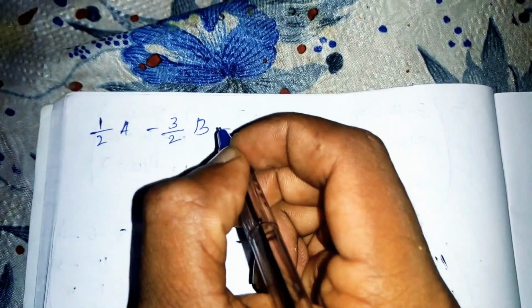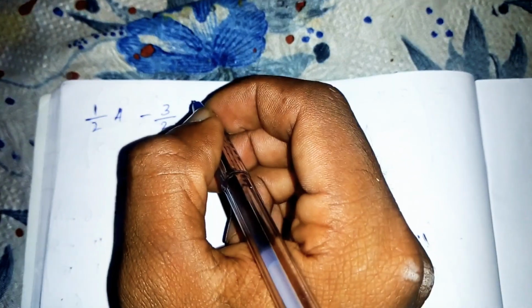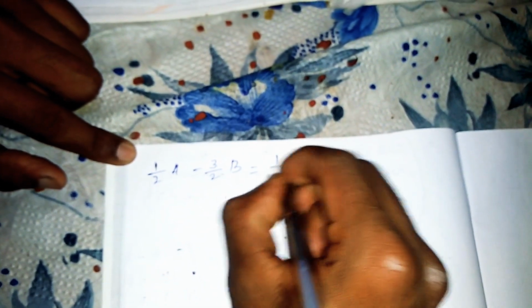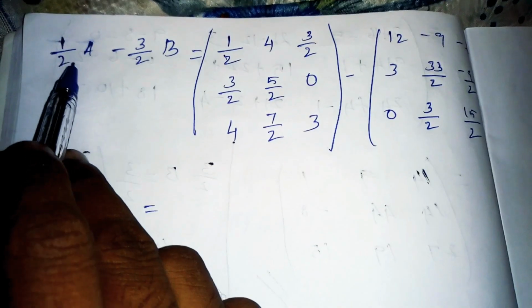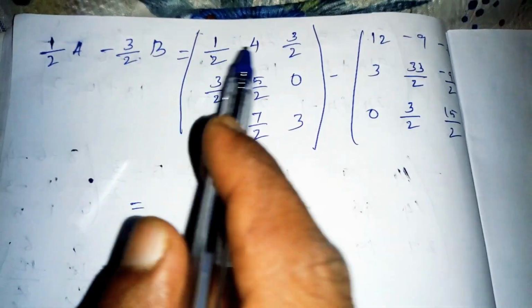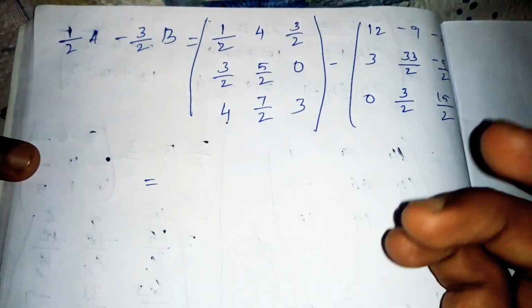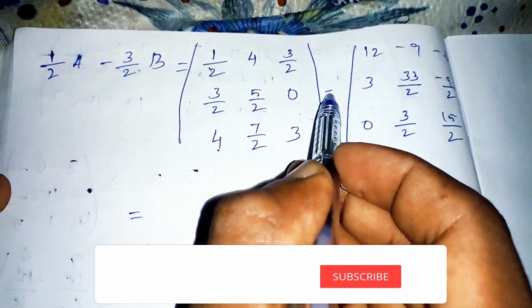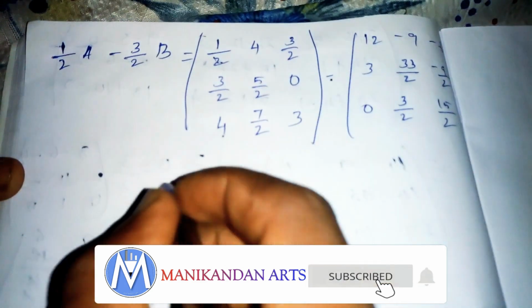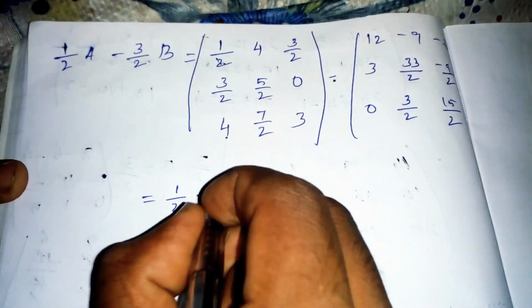Again, find the answers. 1 divided by 2 into A minus 3 divided by 2 into B equal to 1 divided by 2 answers. What is the 1 divided by 2 answers? 1 divided by 2 equal to 1 divided by 2. Okay, 1 by 2 into A minus 3 divided by 2 into B. This answer we already found. This answer is going to be substituted here. Thereafter, this middle minus sign is again first element minus first element. Therefore, 1 divided by 2 minus 12.